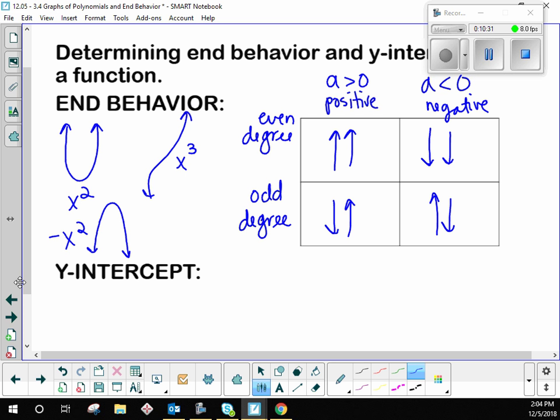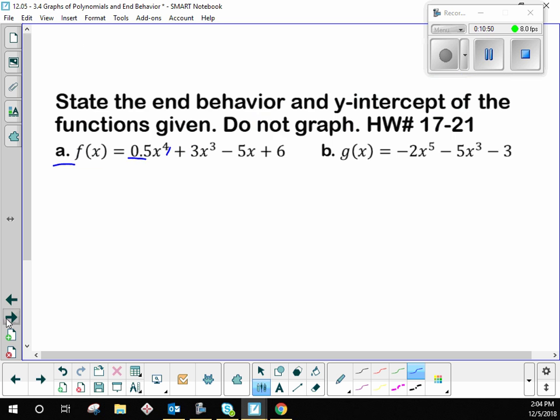And y-intercept, all I really want you to write here is a quick reminder. That means x equals 0. What is y when x is 0? And we'll use that in just a second. Does anybody need the screen up anymore? Good? All right. Let's put all that together with this problem.